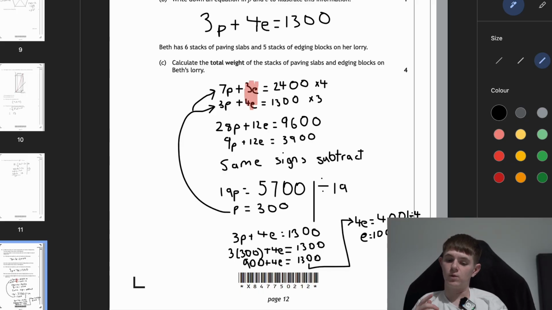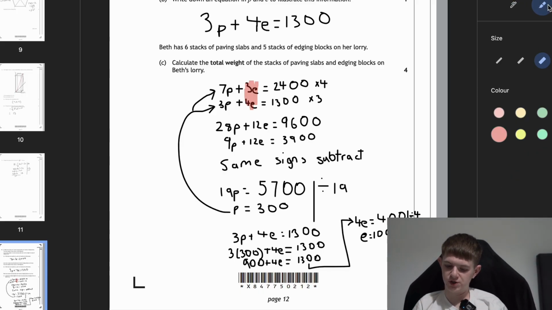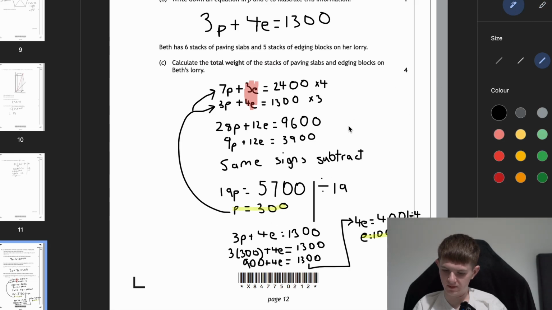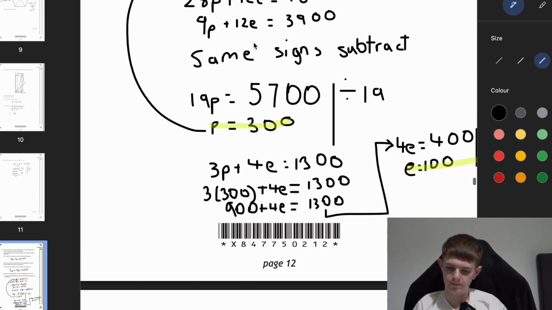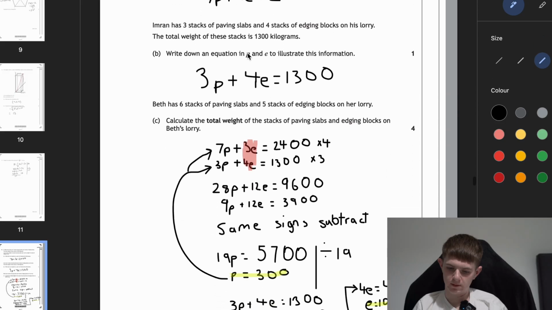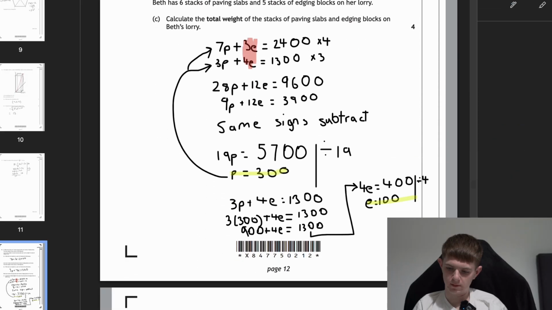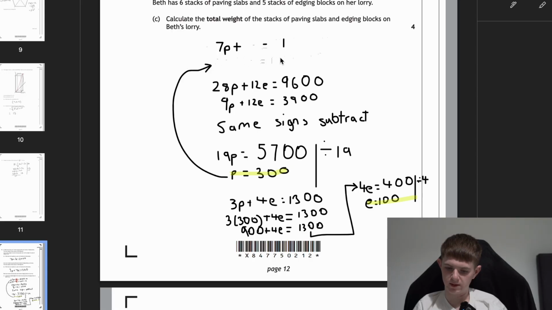Once again, we're not done yet. It's a 4-mark question, so I'm going to highlight our answers. So we've got e is 100 and p is 300. We need to figure out what Beth's lorry is going to weigh. So she's got... I'm going to get rid of some of this working here so that we can keep writing.